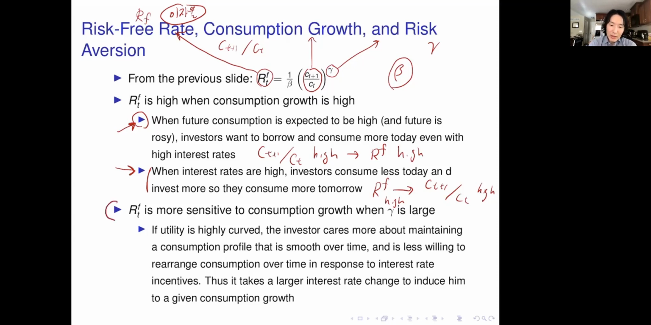Now, let's take a look at the effect of the risk aversion on the risk-free rate. The risk-free rate is going to be more sensitive to consumption growth when risk aversion is large.